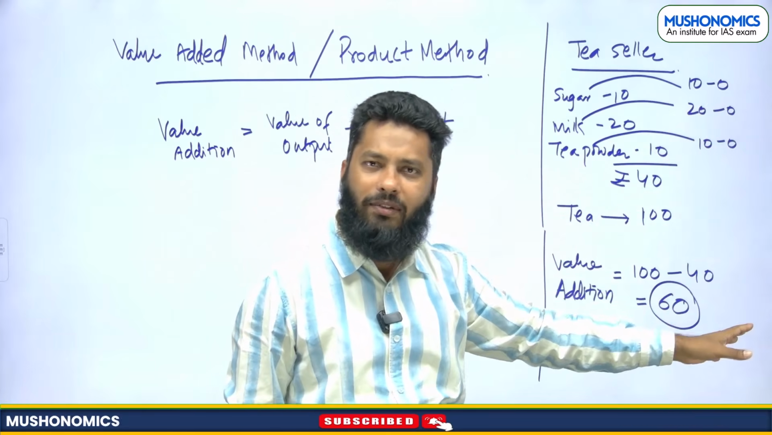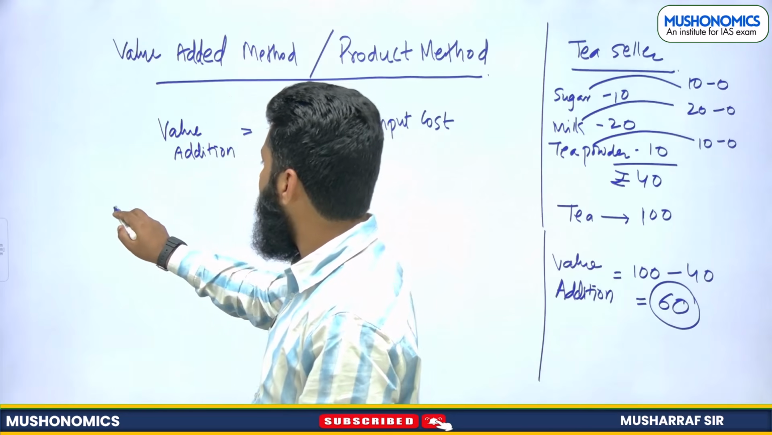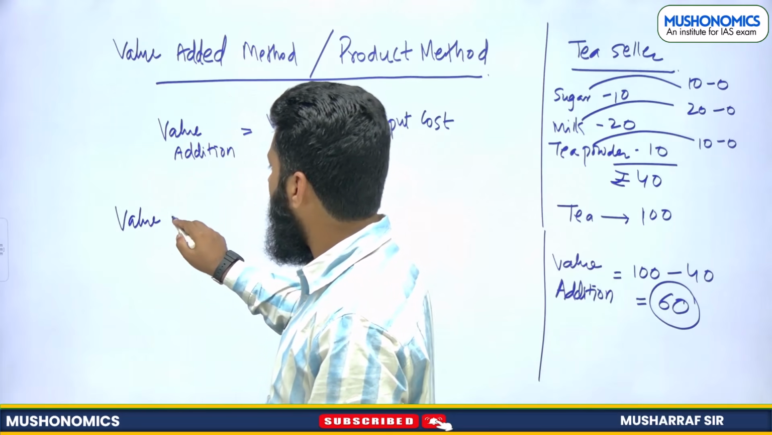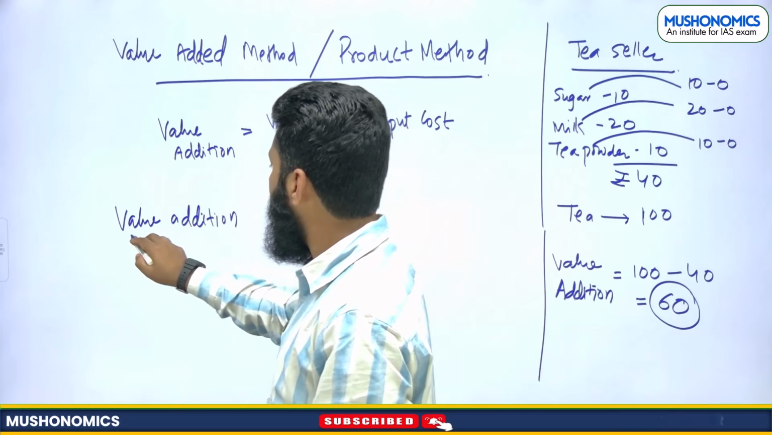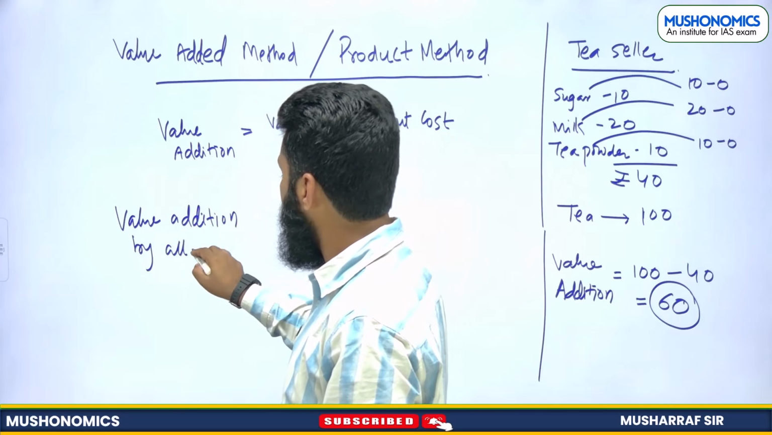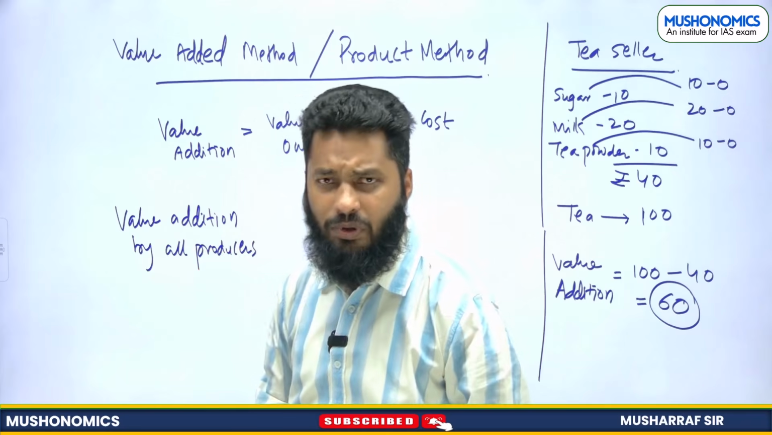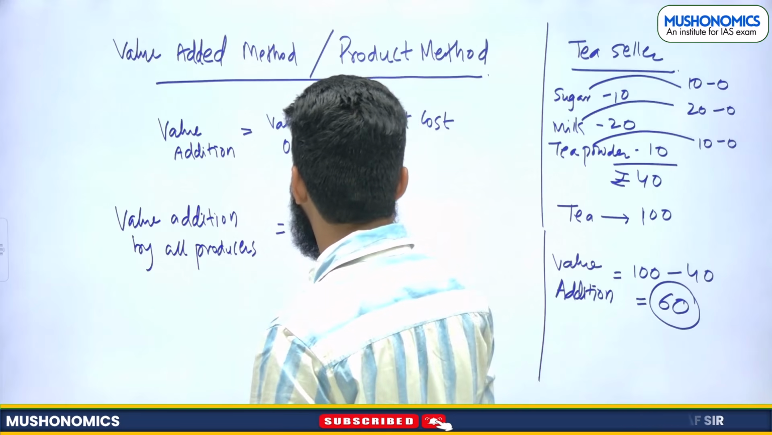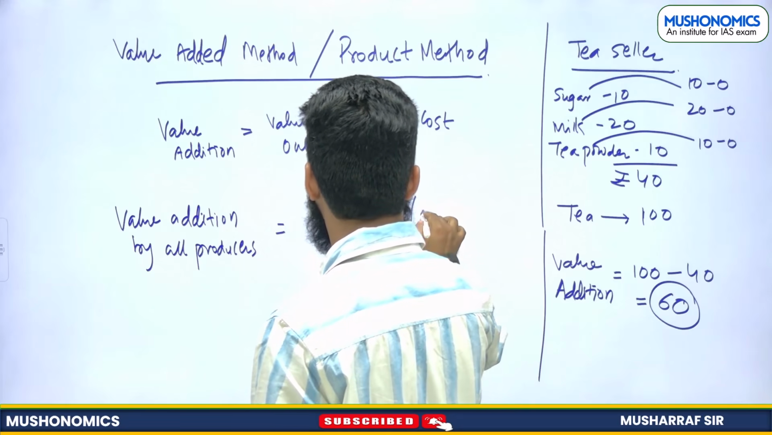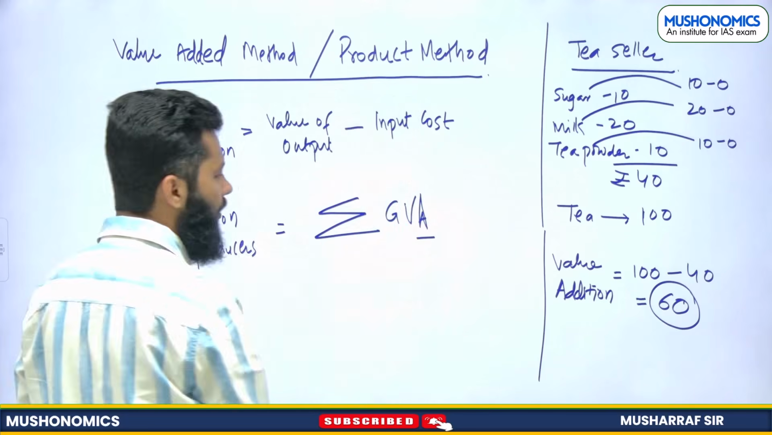But we can get the value addition done by each sector in society, and when we calculate the value addition done by all producers, all firms in an economy, this is denoted as the summation of gross value added, right?